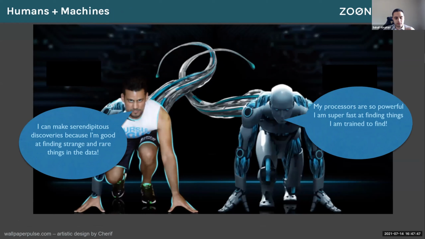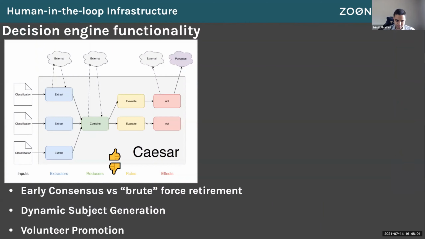So what you really want to focus your volunteers on are serendipitous discoveries and rare things in the data, and you want your machine learning models and processors to go through your data and filter out things that you already know. So to do that, we created a decision engine called Caesar that looks at the labels by the volunteers, extracts them, and then comes up with an action based on the labels.